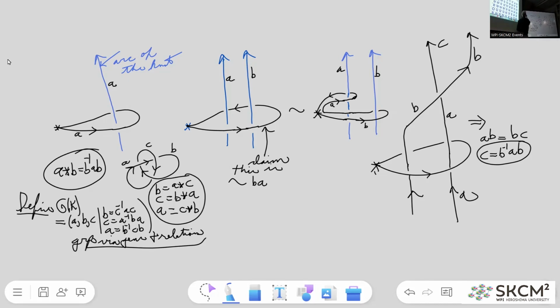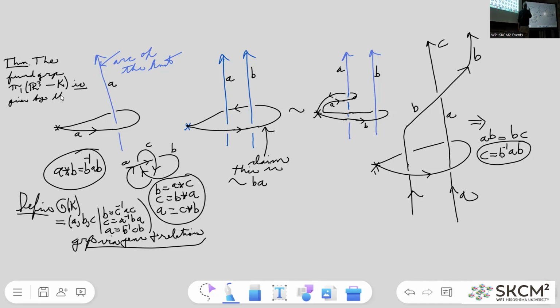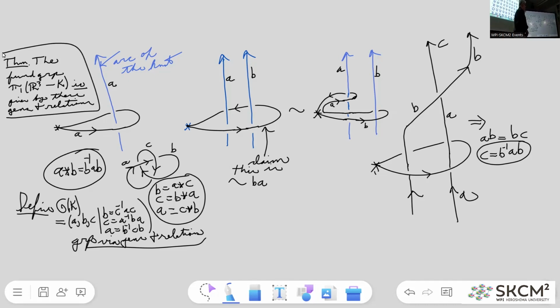The theorem is that the fundamental group π1 of the free space minus the knot is given by these generators and relations. By these, of course, I mean this relation, this conjugacy relation, C equals B inverse AB, written down one relation at each crossing and generated by the arcs in the diagram. Well, just like I did here, but that really is the fundamental group.